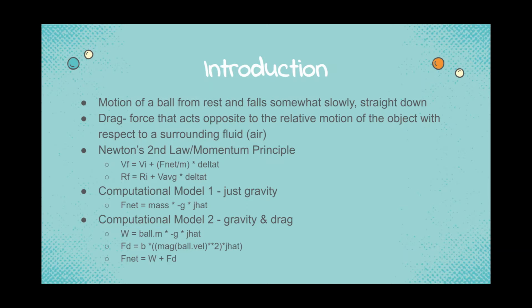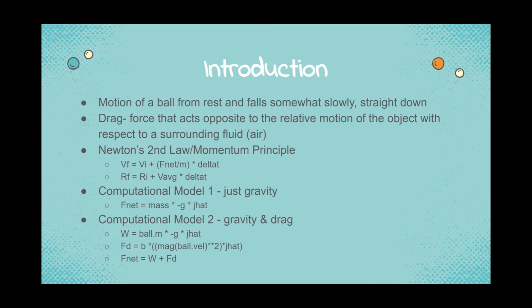Using the data I collected, two computational models were created based on Newton's second law, or the momentum principle, which include the velocity update, velocity final equals velocity initial plus the net force divided by the mass times the change in time, and the position update formula, position final equals position initial plus velocity average, or velocity final in this case, times the change in time.